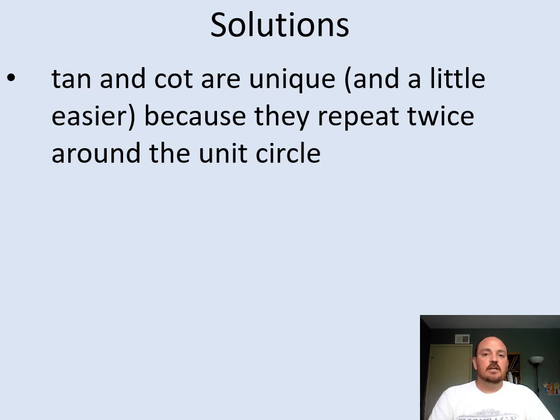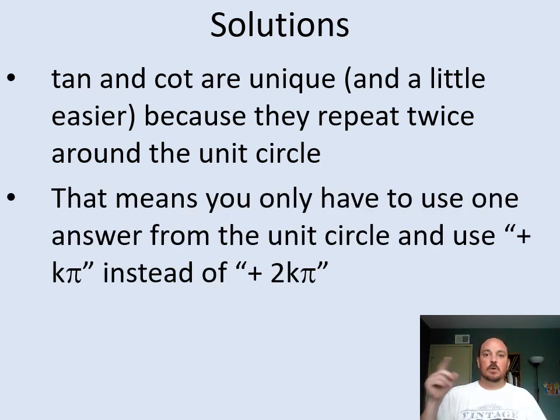Now, tangent and cotangent are a little bit different, and I said in the notes they're actually a little easier, because tangent and cotangent actually repeat twice every time around the unit circle. So instead of listing both answers and putting plus 2k pi on each one of them, you just list one of the answers and you use k pi instead of 2k pi. So you take that first answer, and if you add 1 pi, it goes halfway around the circle and you find the other one. Add 1 pi again, it goes halfway around back to the first one. So you're going half circles around to find your answer, and you're still getting all the repeats.